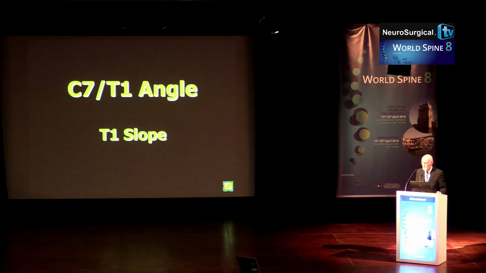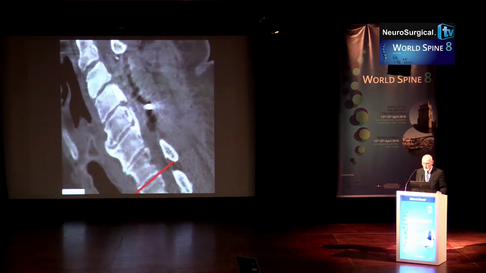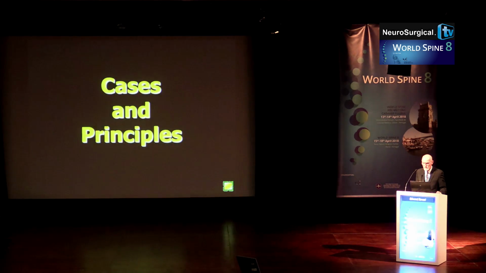Another important variable is the C7-T1 angle, or what more commonly is known as the T1 slope. It is the angle between the C7 and T1 disc interspace. If it is relatively horizontal, the C7-T1 joint is not so vulnerable. On the other side of the coin, if there is a significant angle and long fusions are taken from high in the cervical spine to C7, this becomes a very precarious situation.